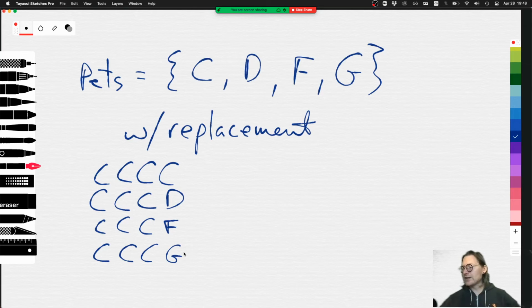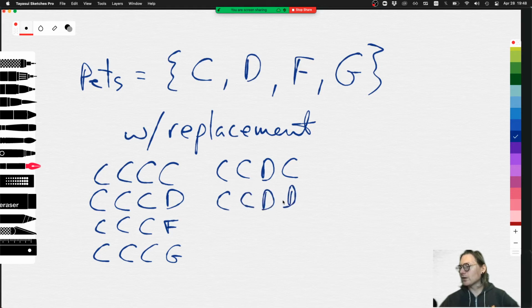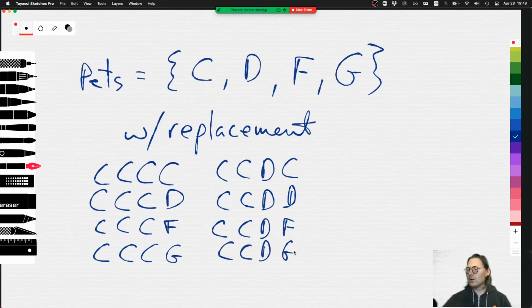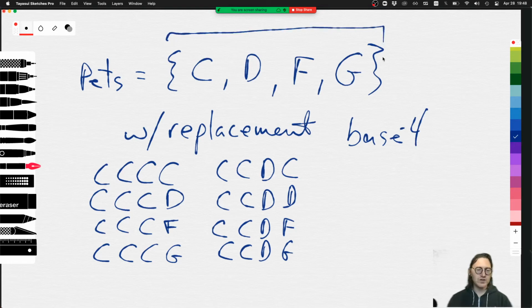And now let's think of another possibility. What about cat, cat, and then dog, and then a cat? Then cat, cat, dog, and then a dog. Cat, cat, dog, and then a ferret, cat, cat, dog, and a goldfish. Okay? Now, you might be noticing the pattern here. This is just like counting, except we're counting in a base 4 system. Okay? What makes it base 4? Well, there's 4 items. There's 4 elements here. This is a base 4 system. We're used to counting in a base 10 system.